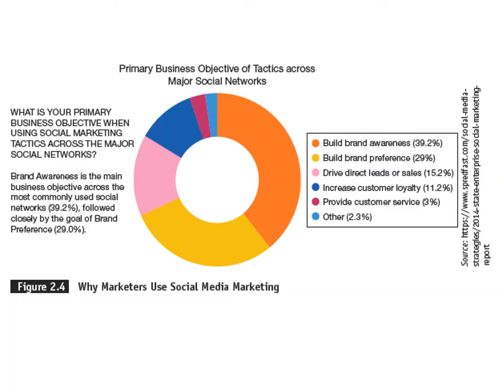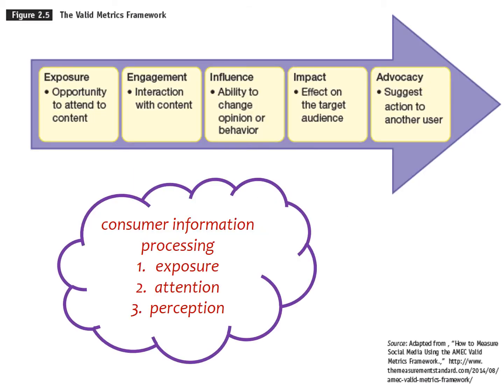According to a survey, most popular social media marketing objectives include brand awareness, brand preference, lead or sales acquisition, customer loyalty, and customer service. Obviously, as a marketer, your goal is always to make the exchange happen, but it's not always easy to directly reach that goal. There are earlier steps. That's why we can talk about different types of objectives. Mentioned here are exposure, engagement, influence, impact, and advocacy.